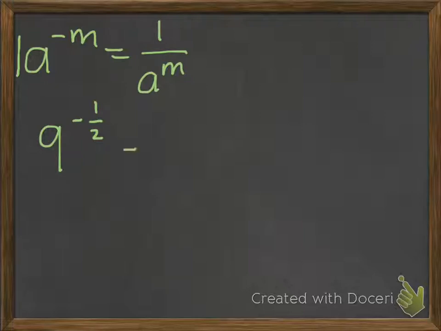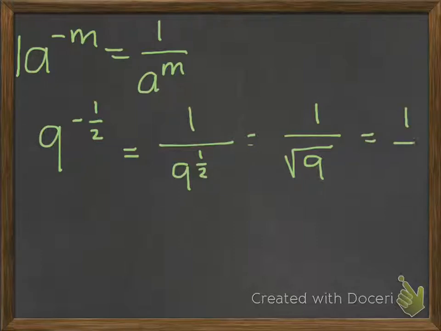If I apply the rule, the 9 to the 1/2 power moves to the bottom of the fraction, and now notice that the 1/2 power is positive. Putting it back in radical form, this is 1 over the square root of 9, and the square root of 9 is 3. So my final answer would be 1 over 3. Notice I keep that 1 over the whole way through the problem.